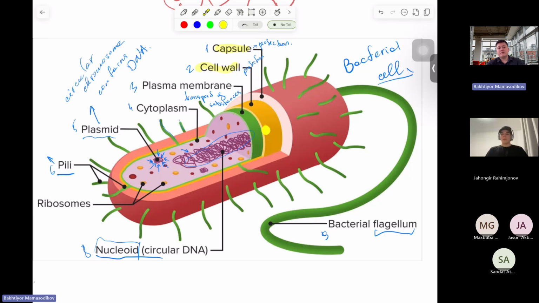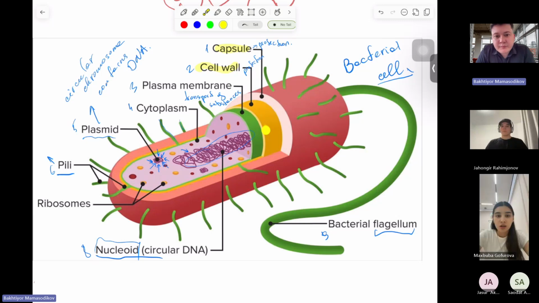What about the cell wall of fungi? What was the cell wall of the fungi? Chitin. Yes, exactly. That was chitin. Okay, chitin. What was the cell wall of the plant? Cellulose. Exactly. The cellulose is a cell wall of plants.